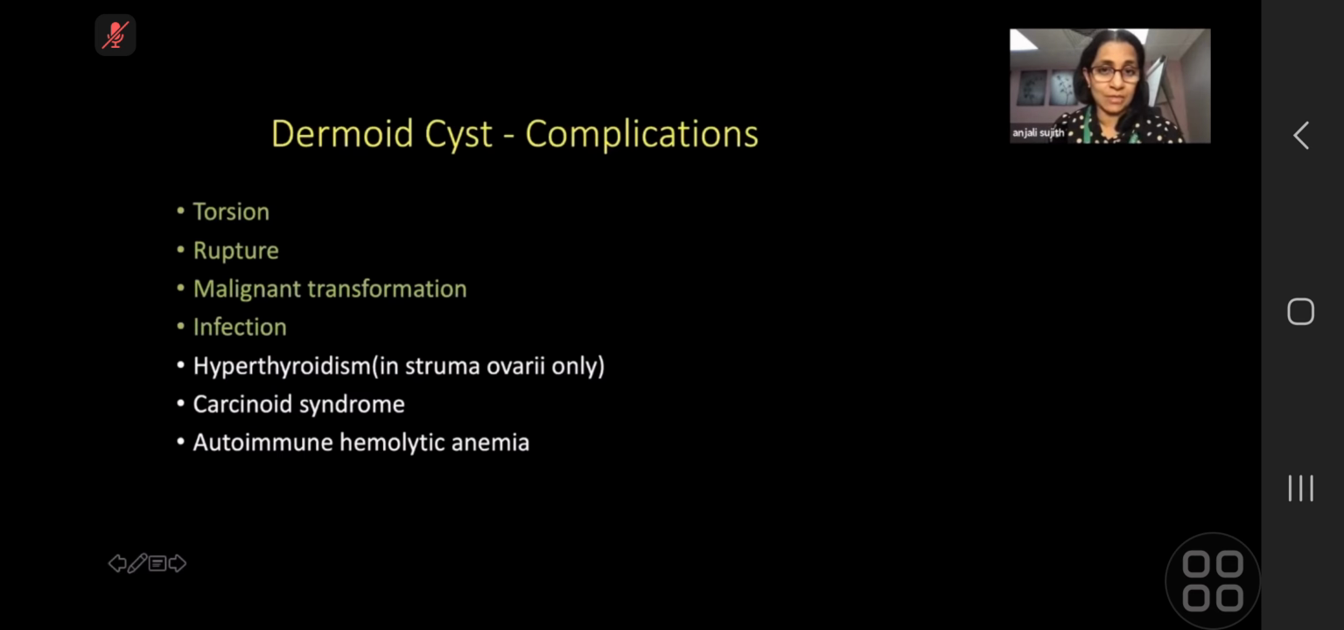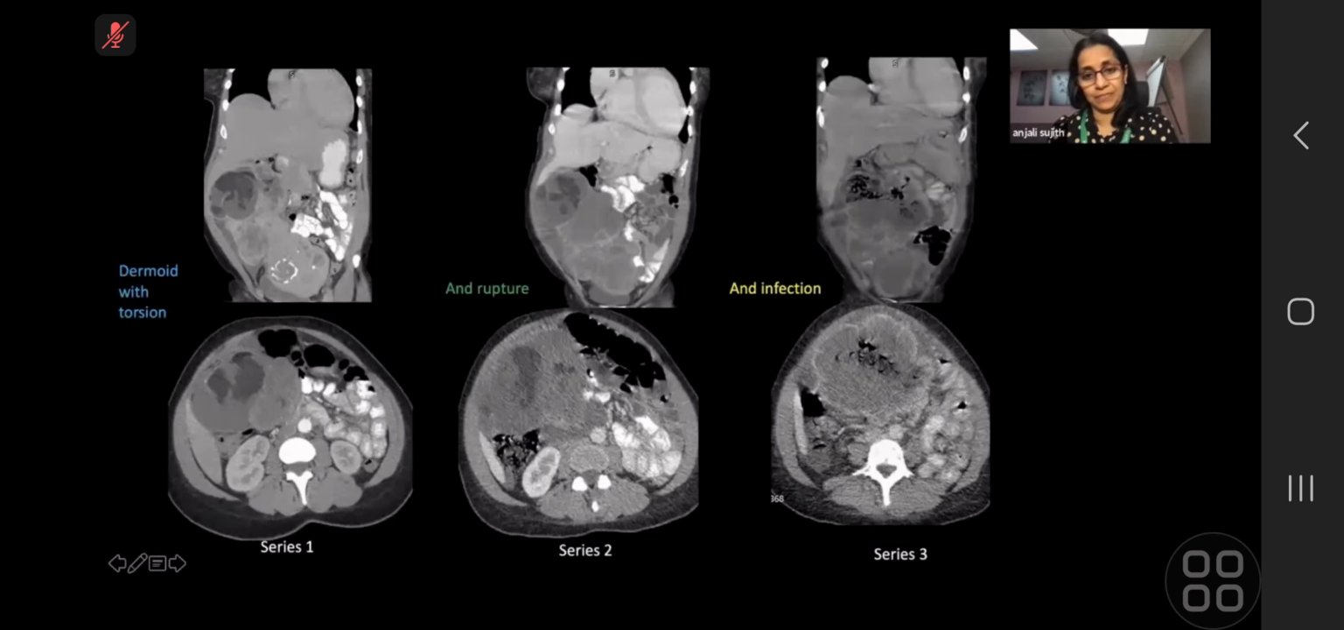So the complications of dermoid cyst are torsion, which is the most common, followed by rupture. Malignant transformation and infection are rare complications. The dermoid can have thyroid tissue within, so that's called struma ovarii, in which case there's a possibility that it can develop hyperthyroidism.